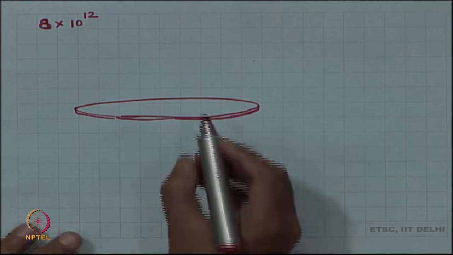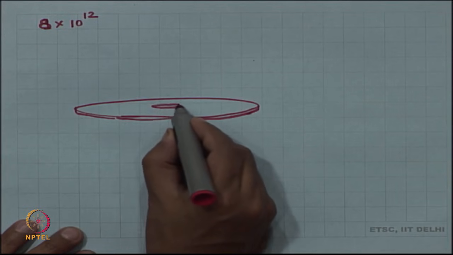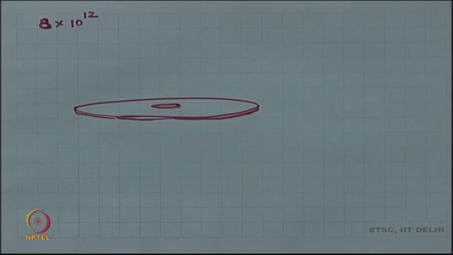Now, on a magnetic hard drive, these bits are stored as little magnets that either point to the north or they point to the south.